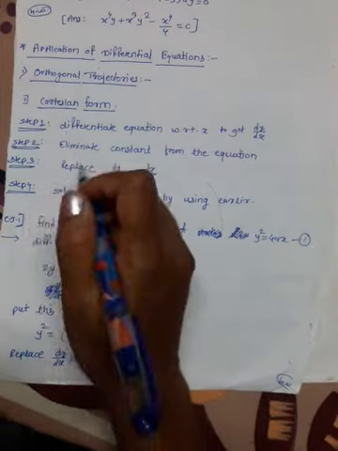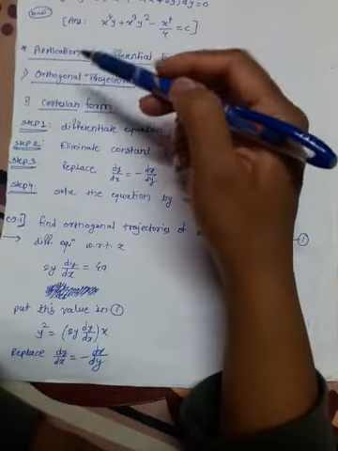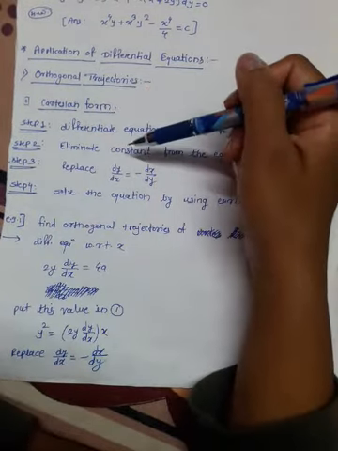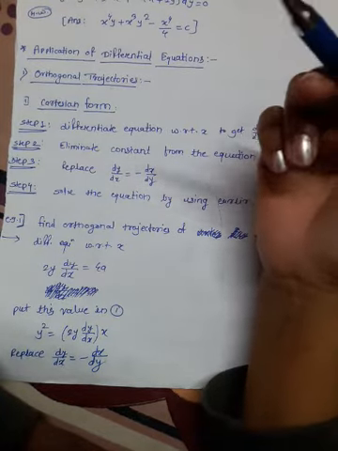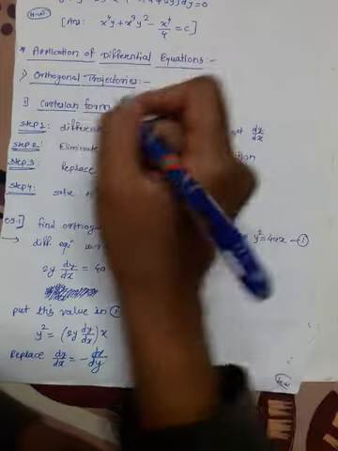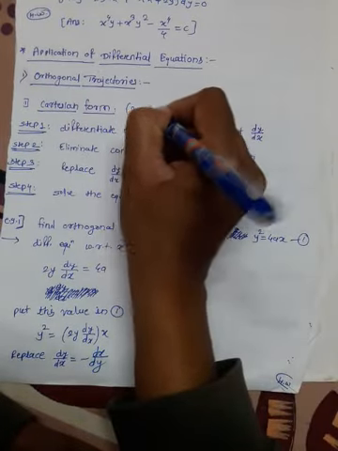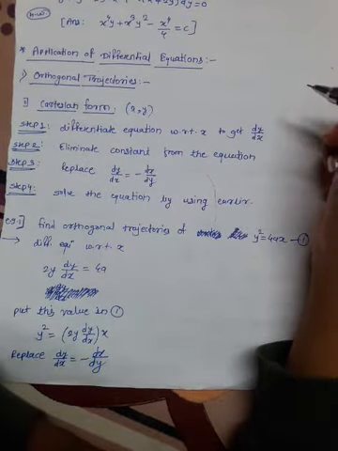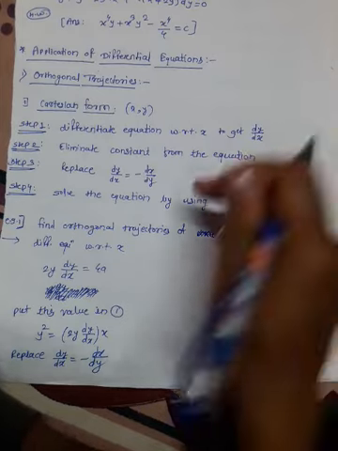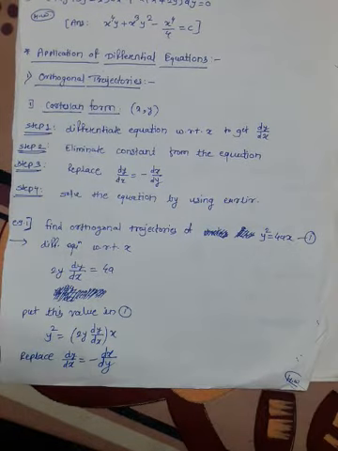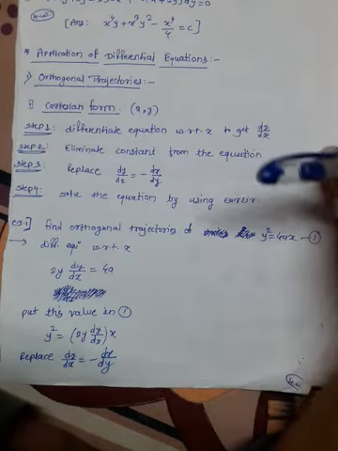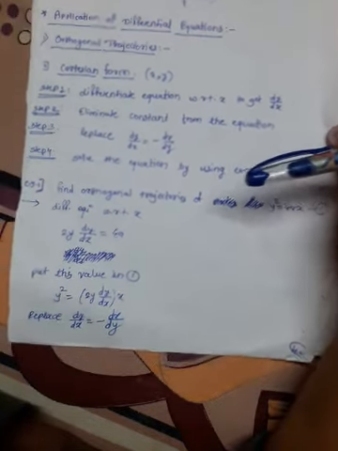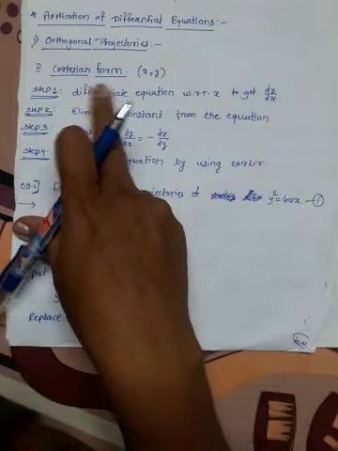There are two types. First we have to find orthogonal trajectories in Cartesian form, and then we have to find orthogonal trajectories in polar form. Cartesian means where x and y coordinates are there in the equation, and polar means where r and theta are there, distance and angle. Let us see the steps first in Cartesian form.